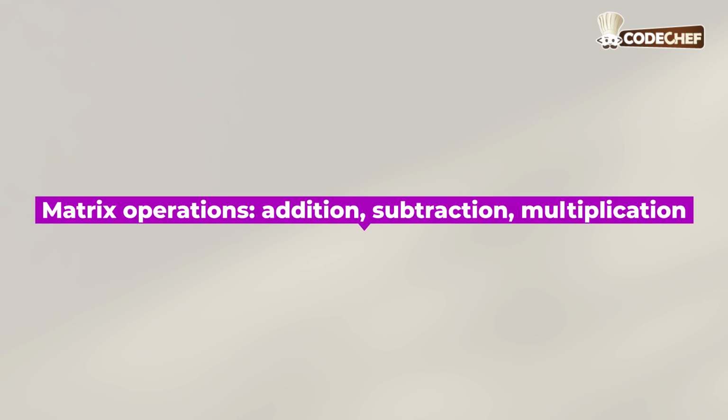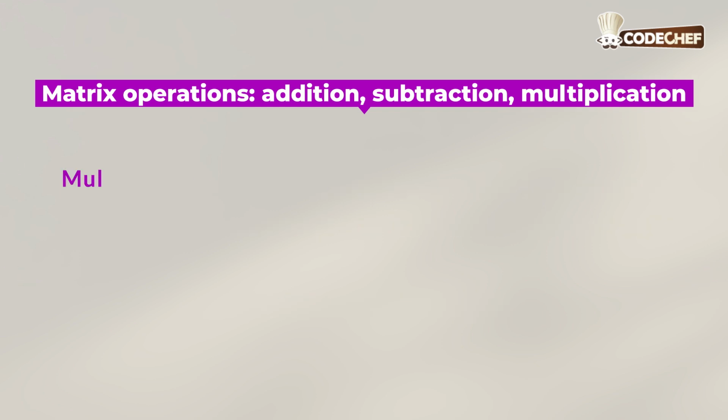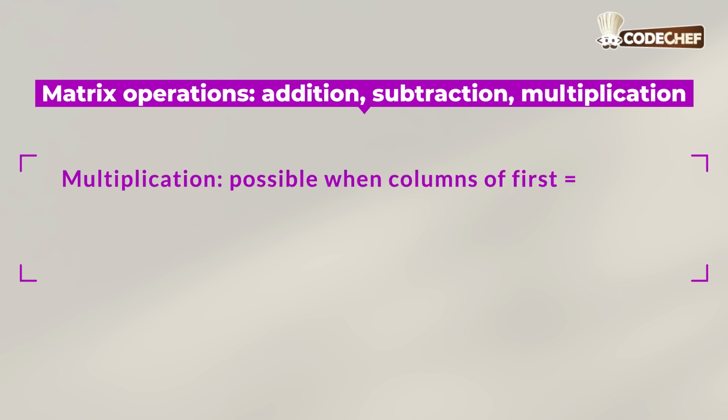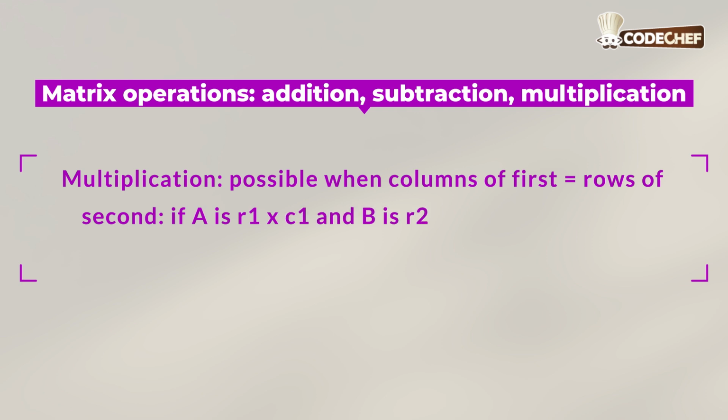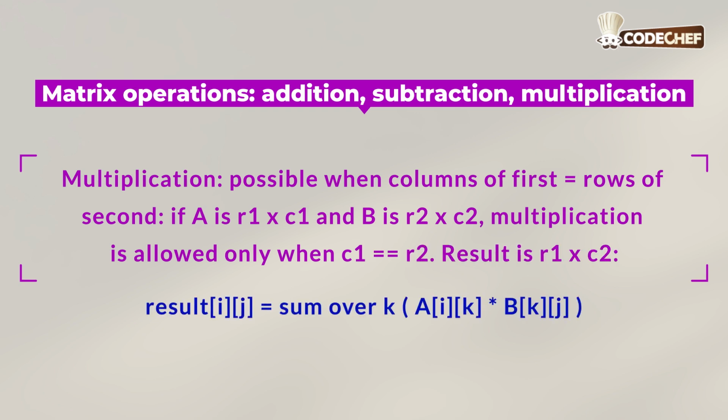Matrix operations: addition, subtraction, and multiplication. Addition and subtraction are possible only when both matrices have the same dimension, R by C. Multiplication is possible when the columns of the first equal the rows of the second. If A is R1 by C1 and B is R2 by C2, multiplication is only allowed when C1 is equal to R2. The result is R1 by C2.